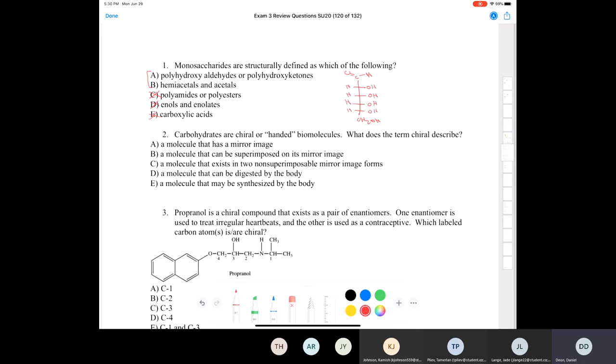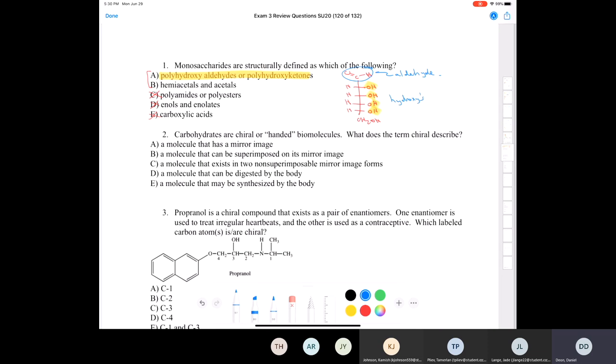Okay, this is not a hemiacetal or an acetal, but it is a polyhydroxyaldehyde, right? So I would say the polyhydroxyaldehyde and ketone, right? These are hydroxy groups. And then this is an aldehyde. All right. So, polyhydroxy aldehydes or polyhydroxy ketones. Okay.